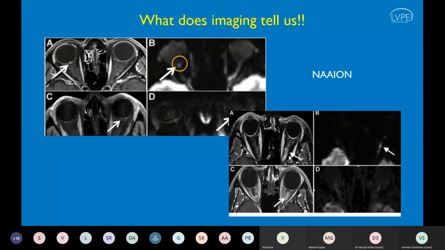Whereas in a patient with optic neuritis, we see that there is post-contrast enhancement, that is, after the administration of contrast, there is enhancement in the optic nerve, as well as a diffusion restriction in the optic nerve itself. So this is one technique which can help you diagnose NAION.